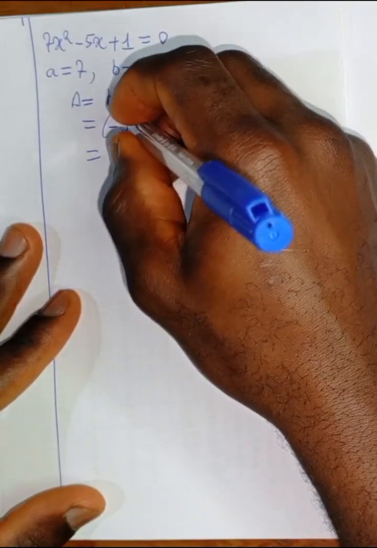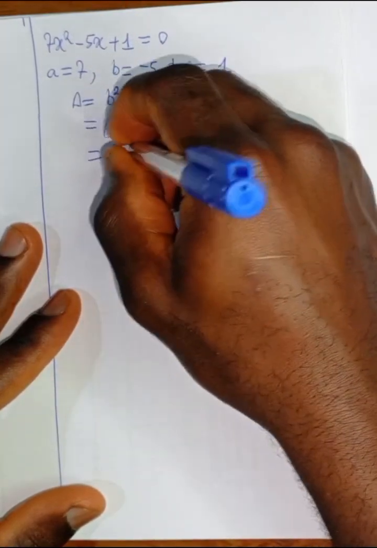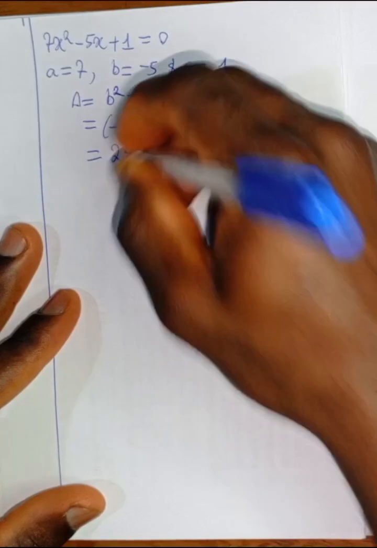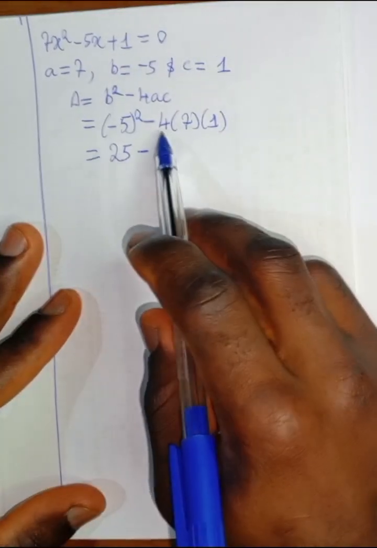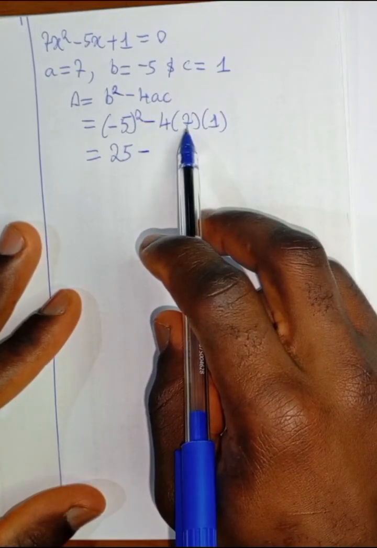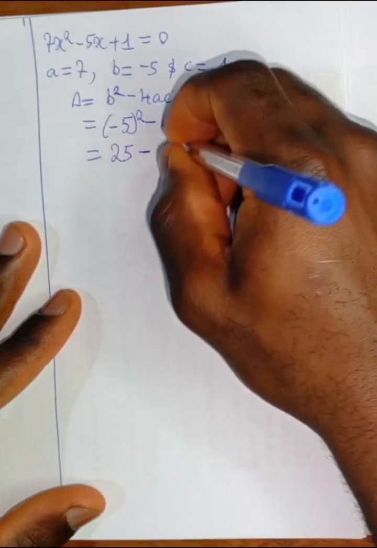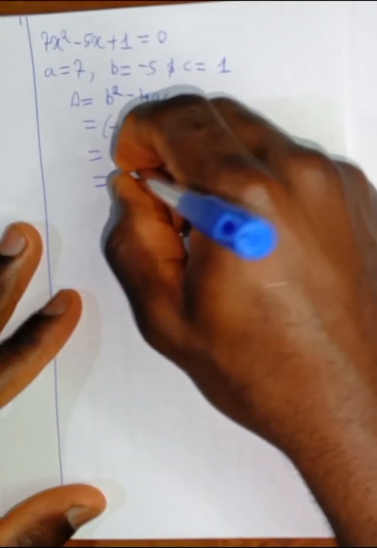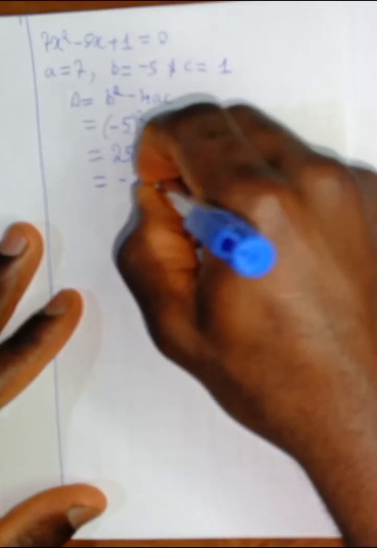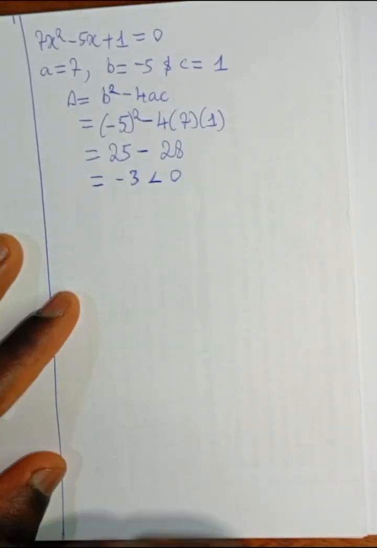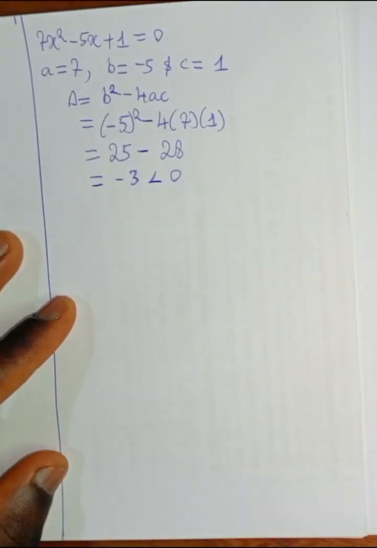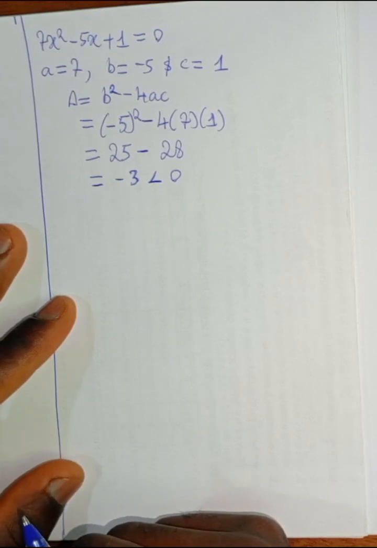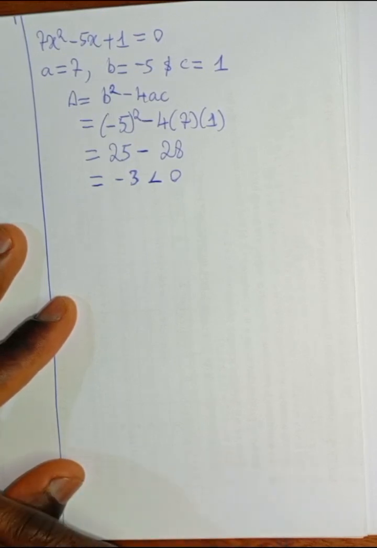This will give us, we know negative 5 squared is 25, minus, we take 4 times 7, it gives us 28 times 1, 28. 25 minus 28 gives us negative 3, which is less than 0. You know, when the discriminant is less than 0, it simply means the line does not intersect with the curve. The line and the curve, they don't meet.